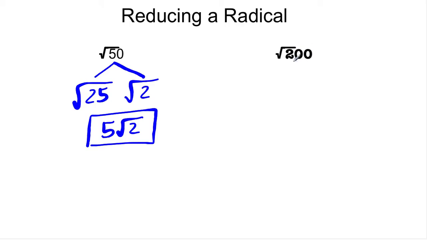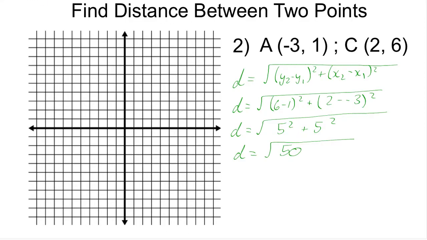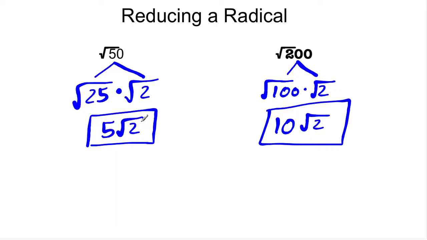200 we can break down because 200 is 100 times 2. So again, it must be the square root of 100 times the square root of 2. And the square root of 100 is 10. So we simply get 10 square root of 2. And this is the acceptable answer. So for the previous question with the distance formula, the square root of 50, we would actually write that distance is equal to 5 root 2.